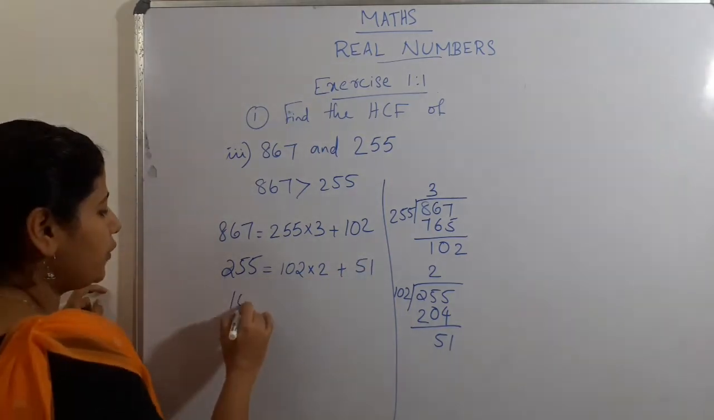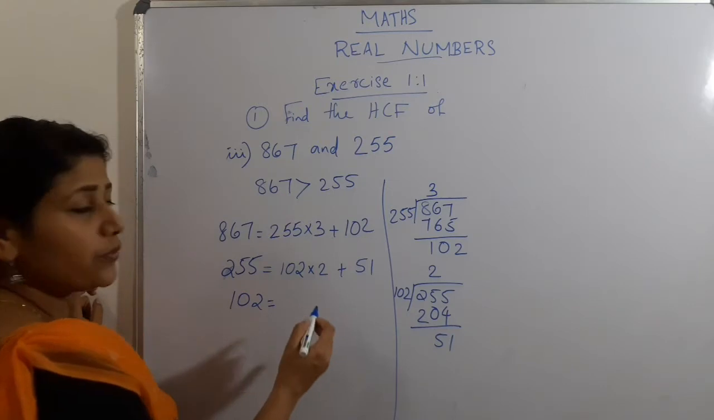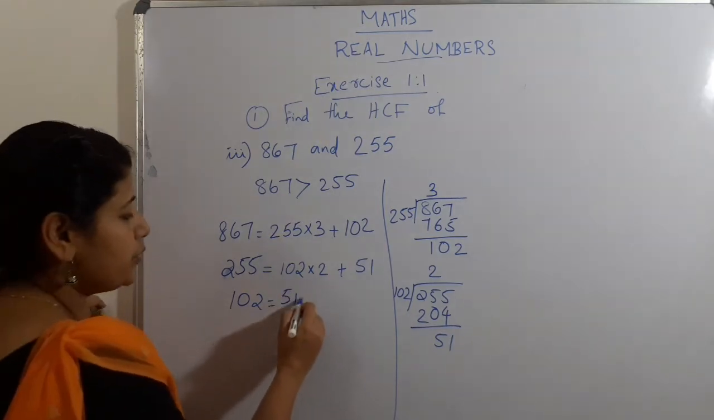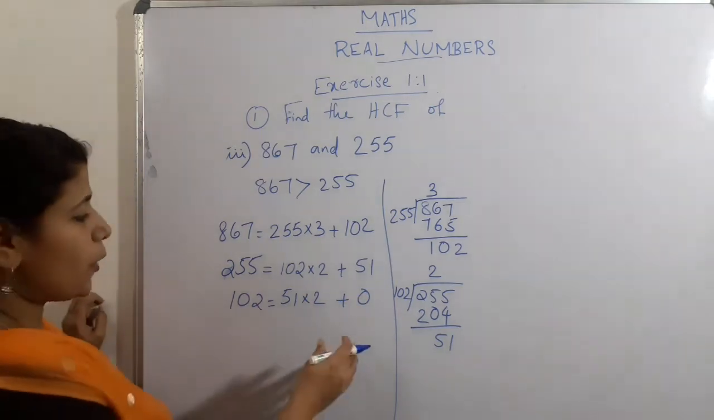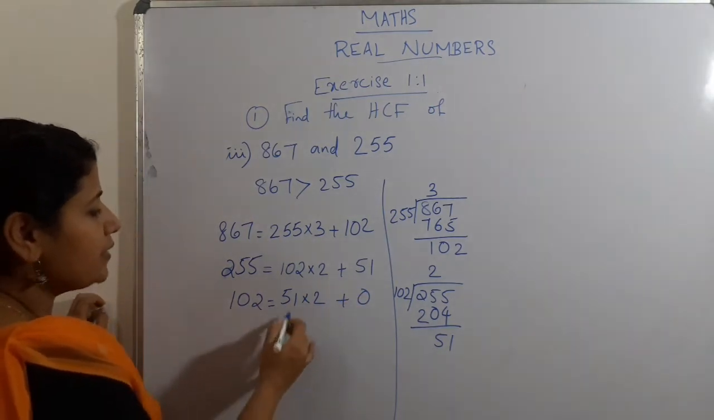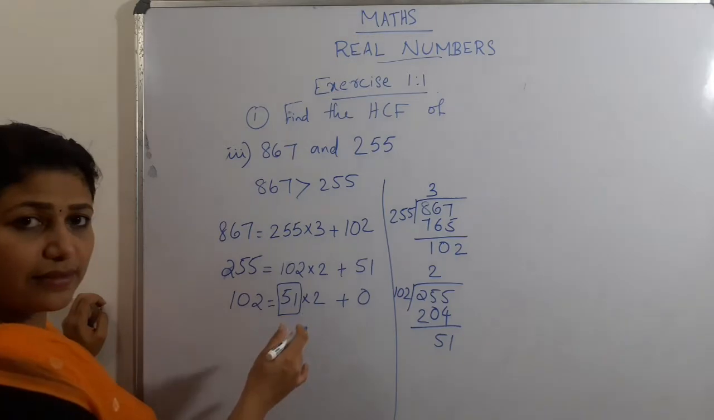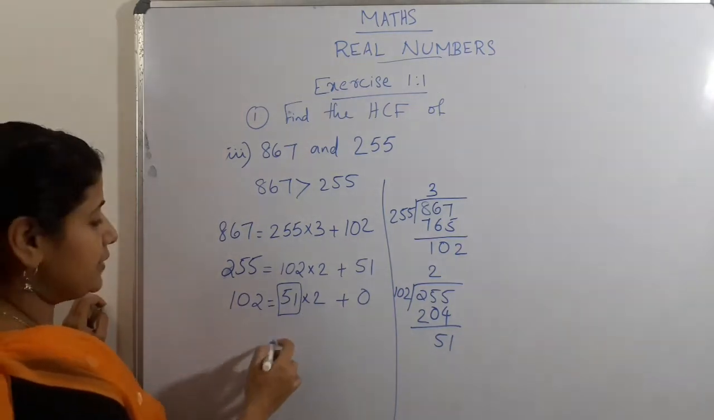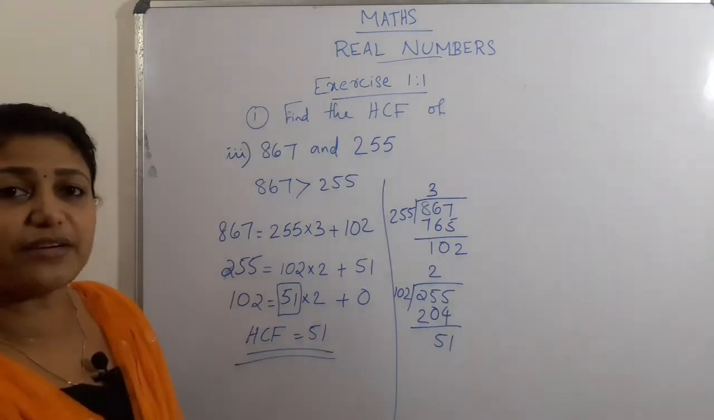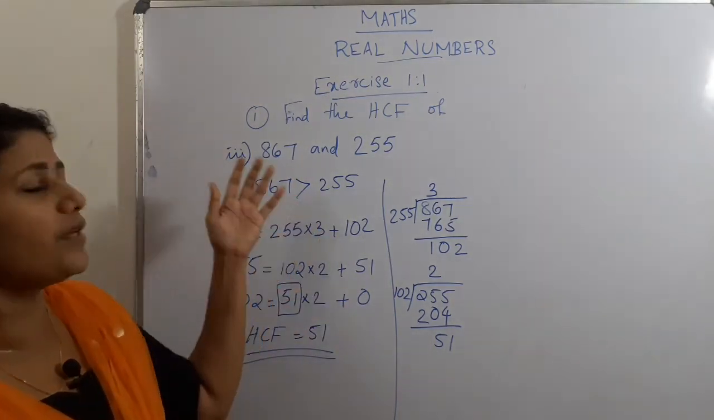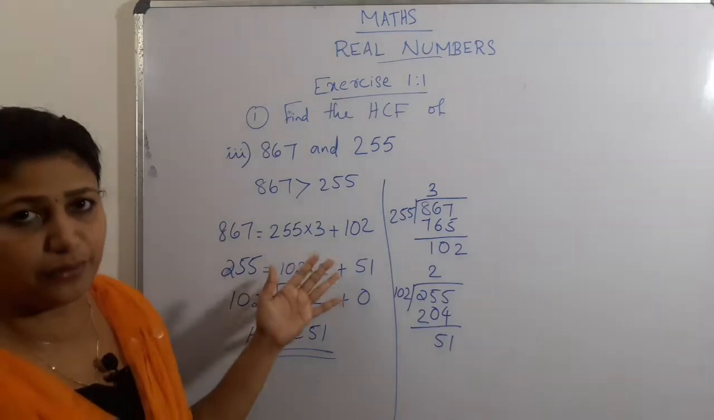Again, 102 equals 51 into 2, and the remainder is 0. So we can stop here and write the HCF as 51. The divisor 51 is the HCF. So here the HCF is 51. To find the HCF of larger numbers, we use Euclid's division algorithm.